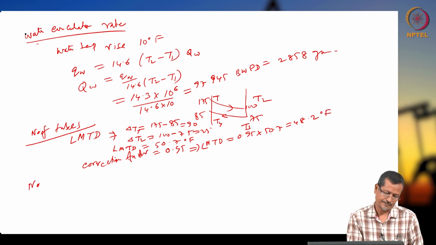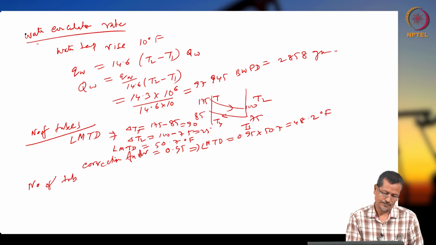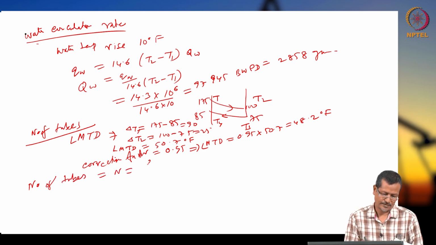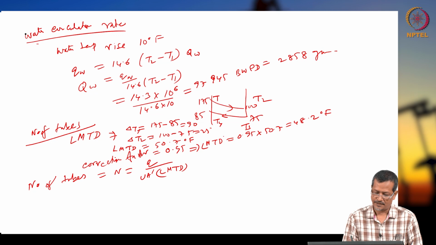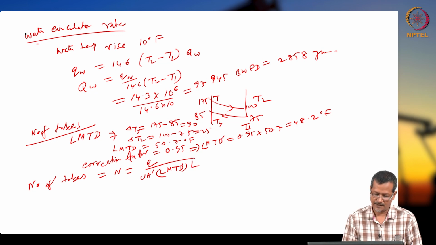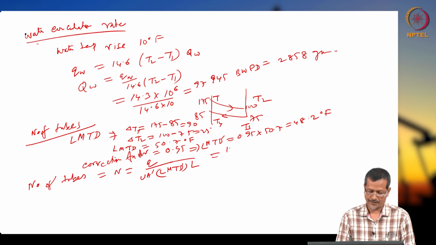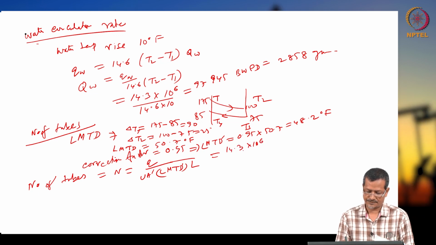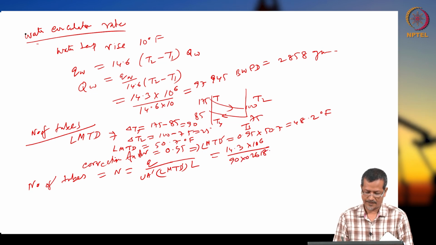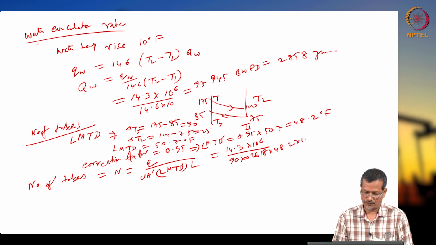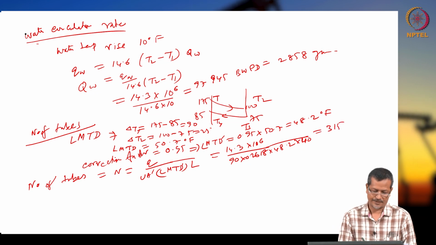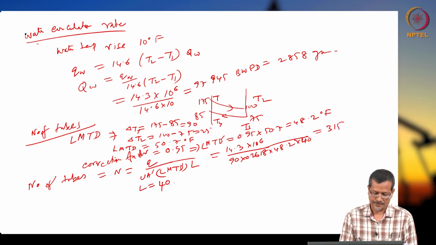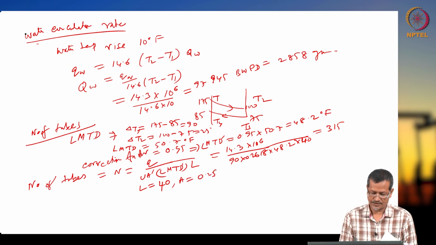So number of tubes N equals Q by UA LMTD dash. I can see LMTD dash is better, L. So it is coming 14.3 into 10 power 6 divided by 90 into 0.2618 into 48.2 into 40. So it becomes 315. Here L is 40 actually and A is 0.2618.